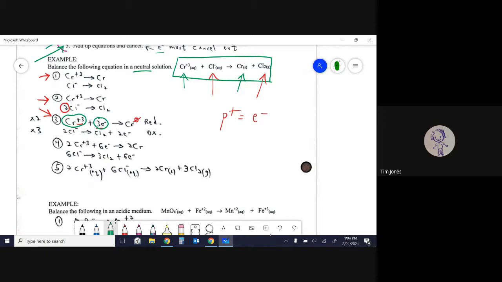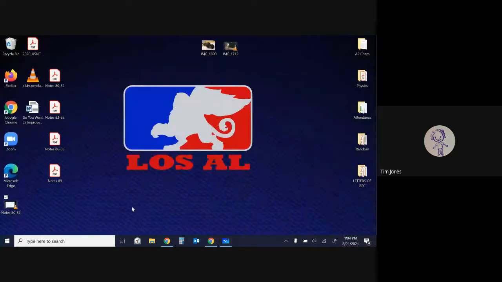And what you can do if you really need to help you with this is you can write it out. You can say chromium +3. What is chromium? Where's my periodic table? I think I have a periodic table in here somewhere.